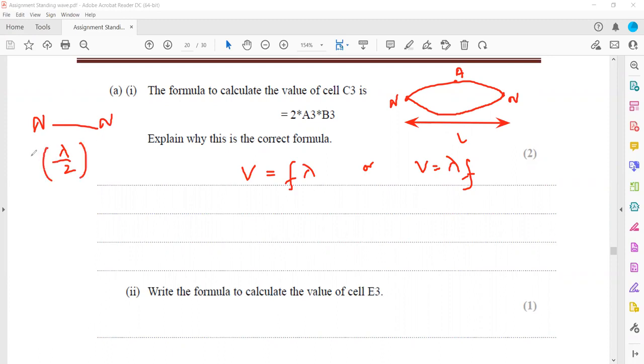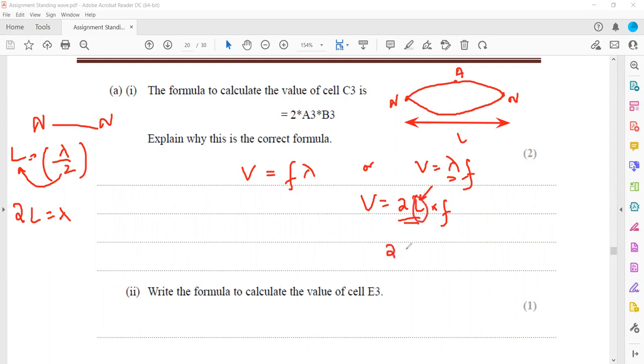So I can say the length of a string is equal to lambda by 2, or, since this 2 is divided, on the other side it will be multiplied, 2L is equal to lambda. So in place of lambda, I can say 2L. So V is equal to 2L multiplied by f, because in place of lambda, I substitute 2L. So V equals 2 L multiplied by frequency. That's why it is valid.